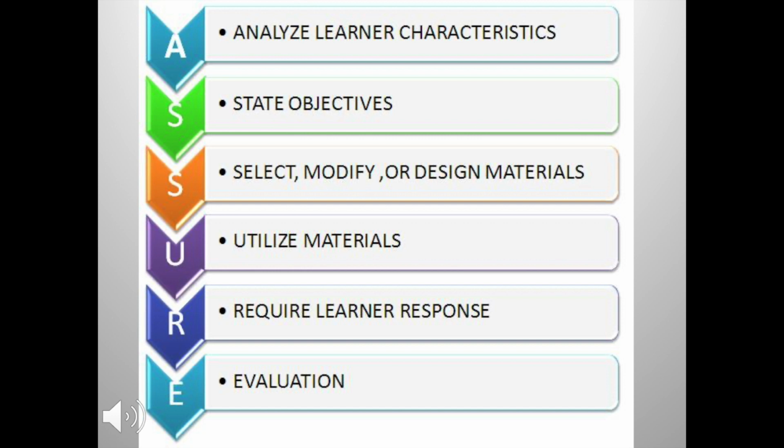A is for analyze learners and learner characteristics. The first S is for state objectives. The second S is for select, modify, or design materials. The U stands for utilize the materials. The R stands for require learner response. And finally, the E stands for evaluation, both the student and the teacher.